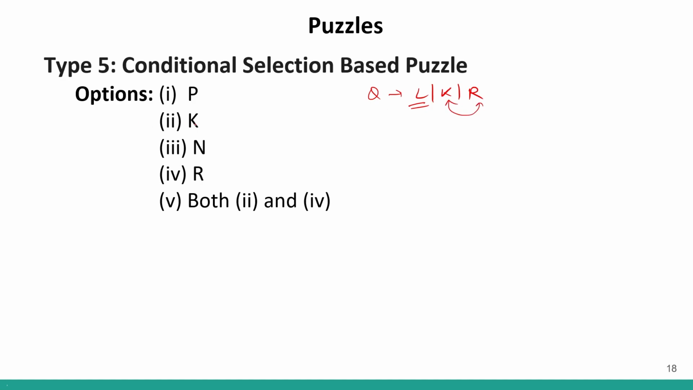So K and R is given in option number 2 and 4. So my answer will be option number 5, both 2 and 4. Okay, because except L, with Q we have K and R. Correct? So these 4 people live together, M and O live together, and P, J and N live together. PJ and N work in IT, M and O work in basically your HR, and Q, L, K, R work in your production.